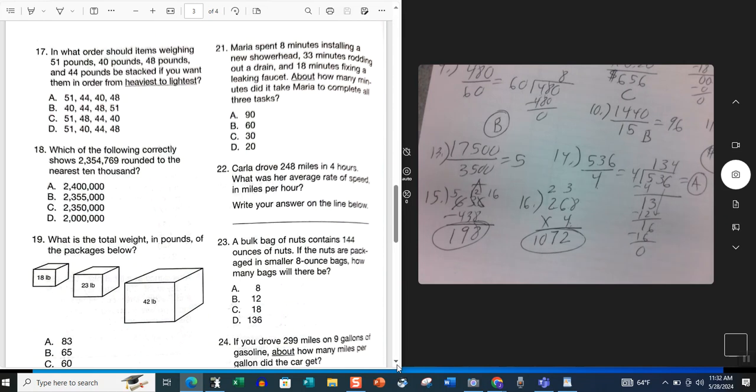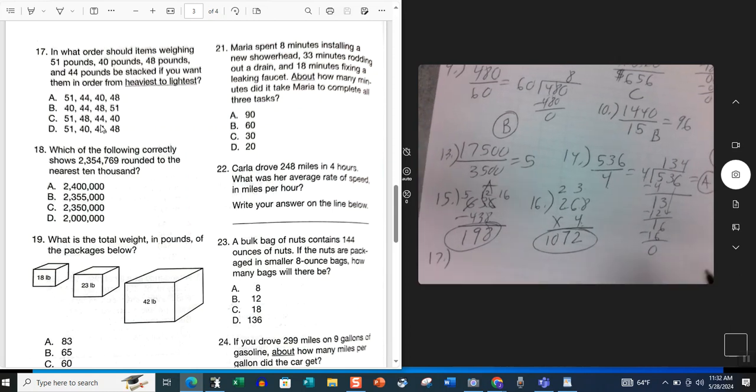Okay, now we go here to problem 17. It says, in what order should items weighing 51 pounds, 40 pounds, 48 pounds, and 44 pounds be stacked if you want them in order from heaviest to lightest? So we know 51 is the heaviest, then 48 is the next, then 44, then 40. So that'll be C. So 17 would be C.